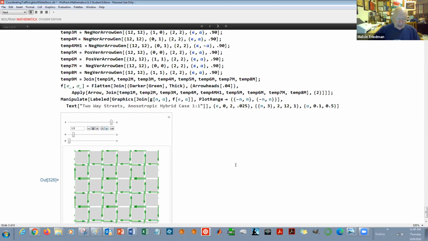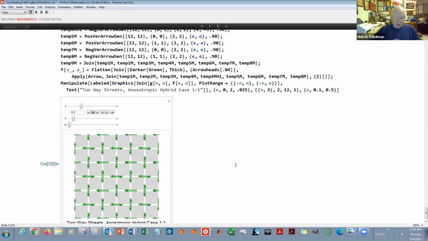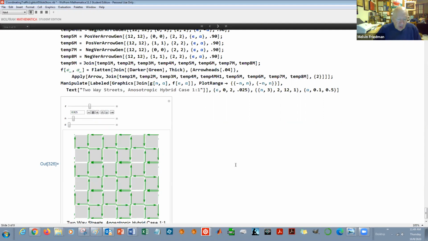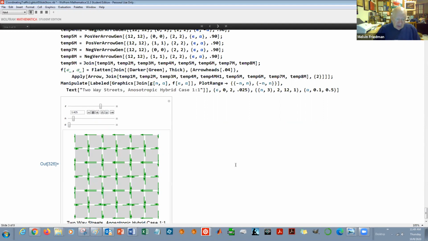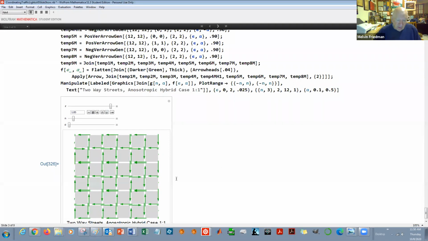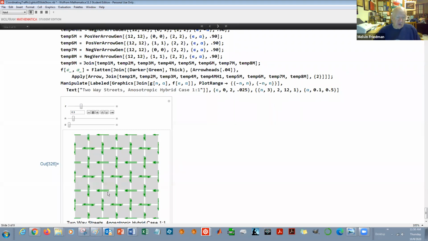And once again, you see it's a maximum flow network in the sense that as soon as one green arrow leaves an intersection, another green arrow enters the intersection. You can also see, though, that it's not isotropic. Because of this road and this road, there's considerably more traffic heading in the western direction than there is in the eastern direction.